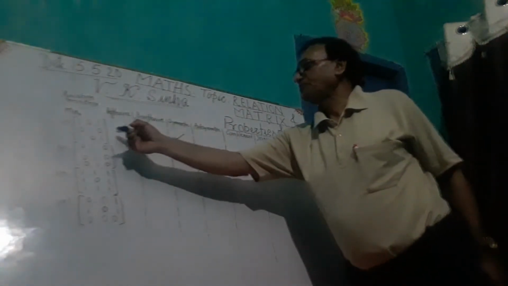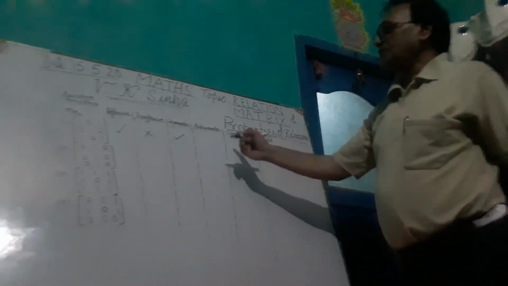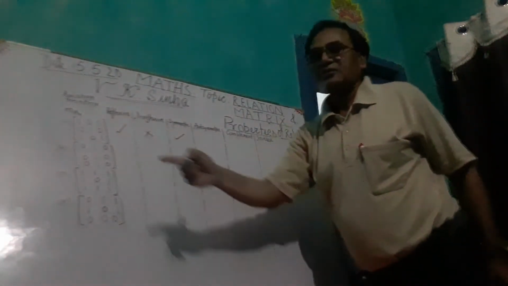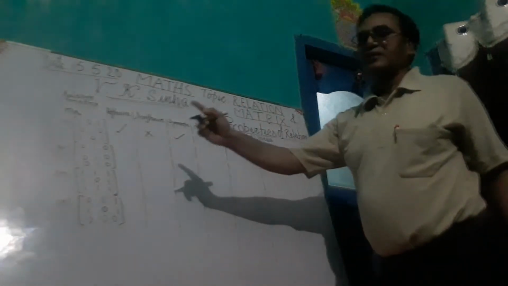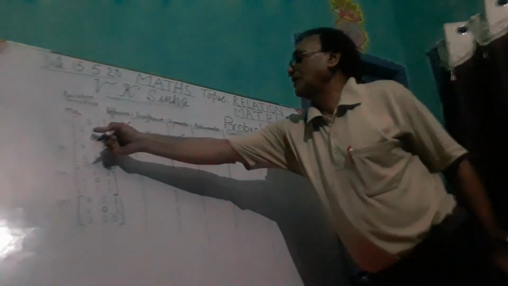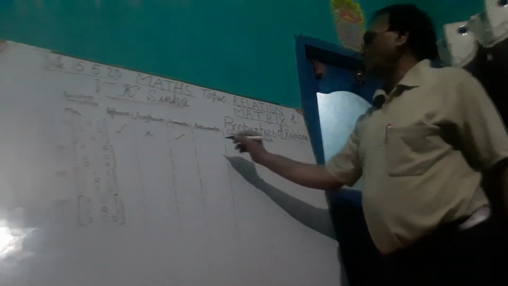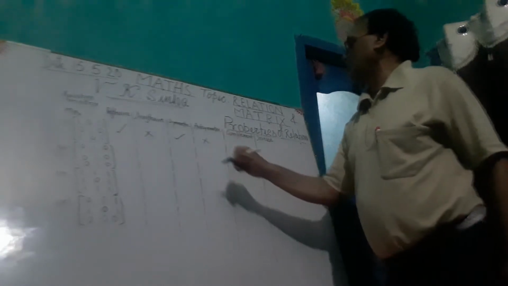And now check whether it is antisymmetric or not. If the elements diagonally, the image of 1 is equal to 0, then the matrix is said to be antisymmetric, or the non-diagonal elements are 0. Here the diagonal elements are 1, 1, so the image of 1 is not equal to 0, so this is not antisymmetric.